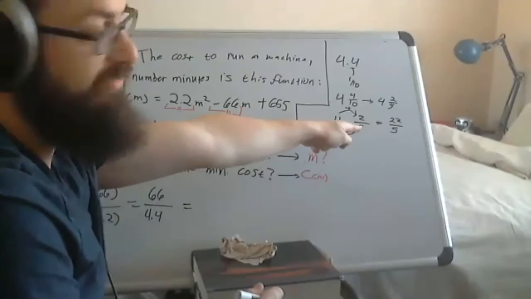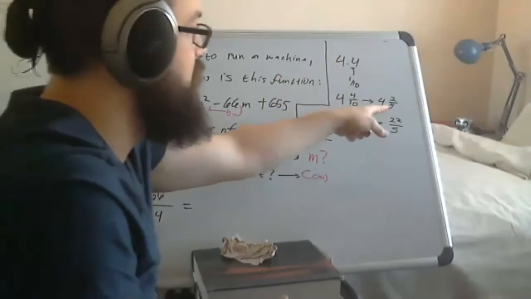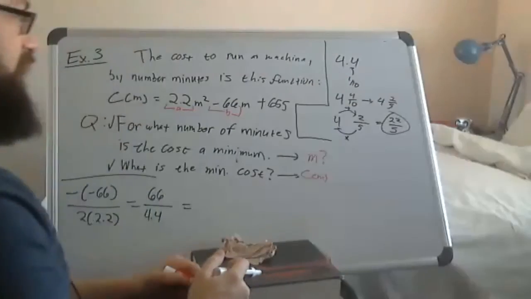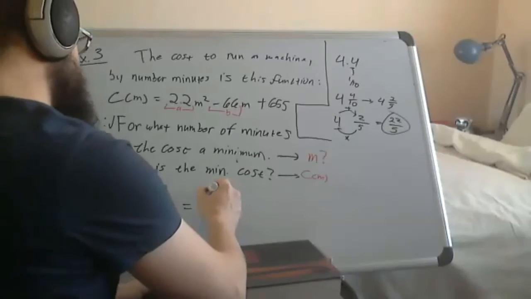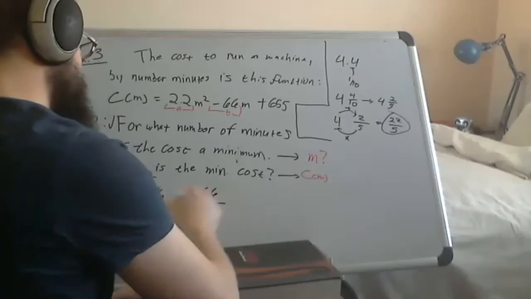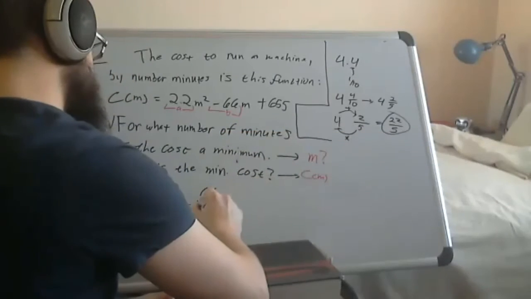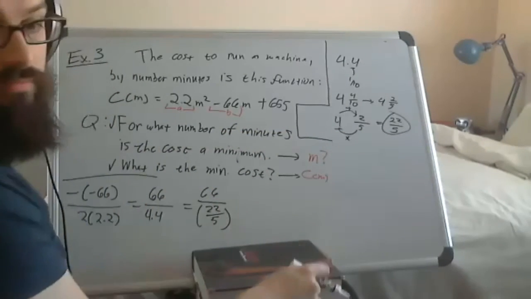Which means 5 goes into 22 4 times with the remainder of 2. So we're back here. So this is actually 22/5. Now, that's all well and good, but how does that help us? Well, that means that we actually have 66 divided by 4.4. We just decided that 4.4 is 22/5. So 22 over 5.